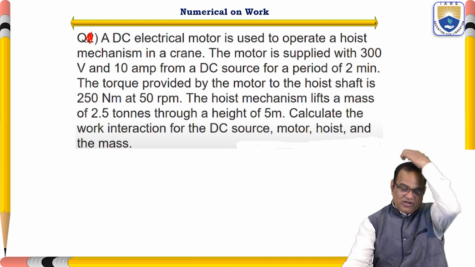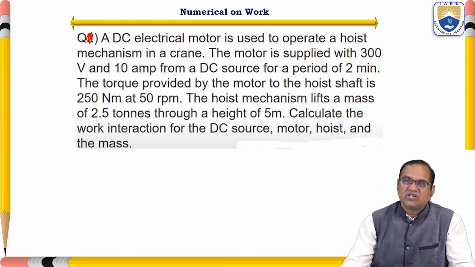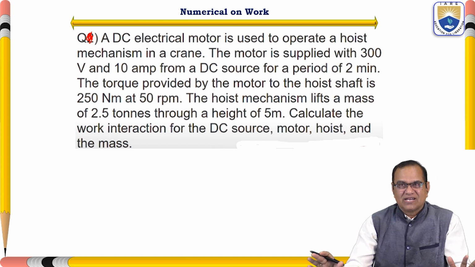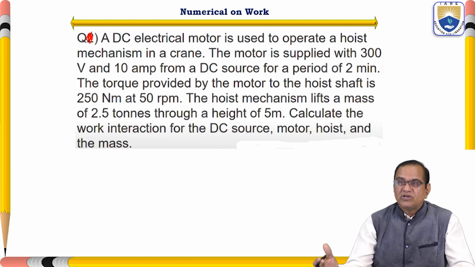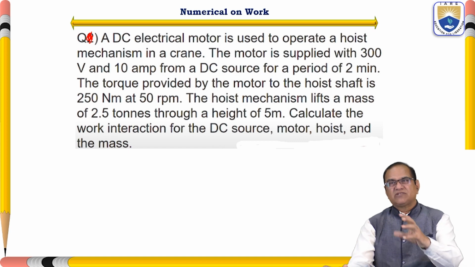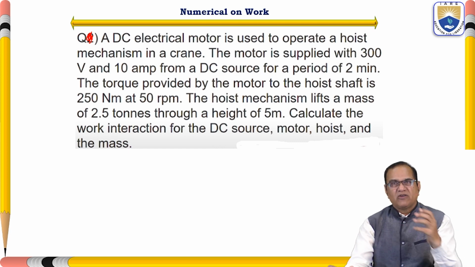So here we have to find out the work interaction, how much work is obtained from each source, not for the total. For DC source, meaning battery, how much work, motor, how much work, hoist, how much work and the mass. So all these things we will go through one by one.